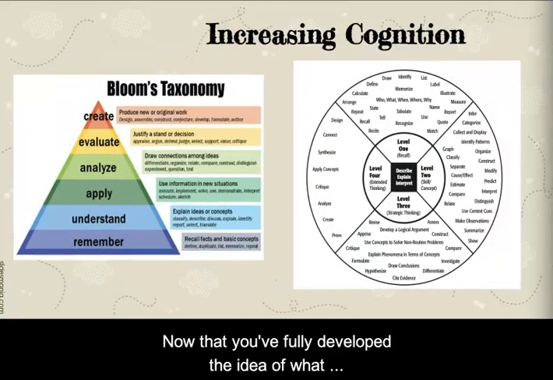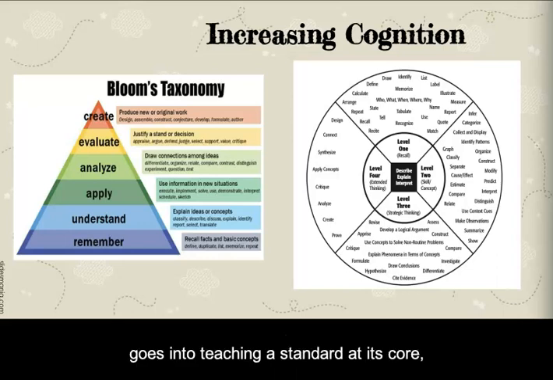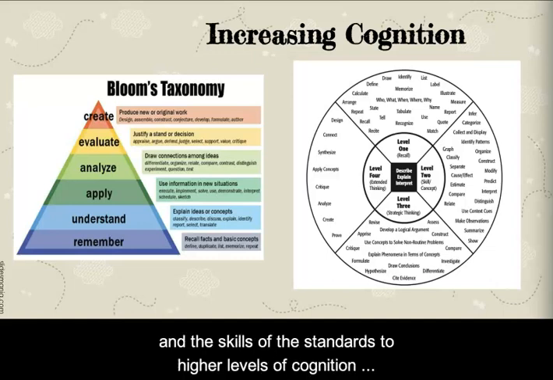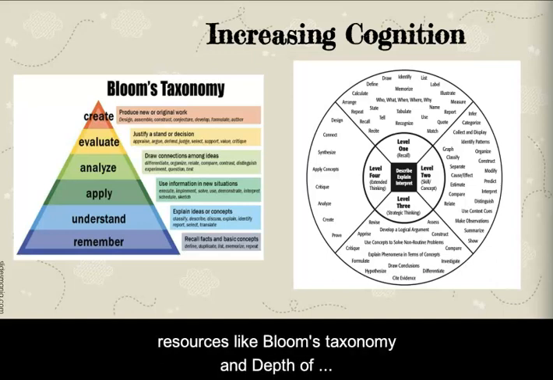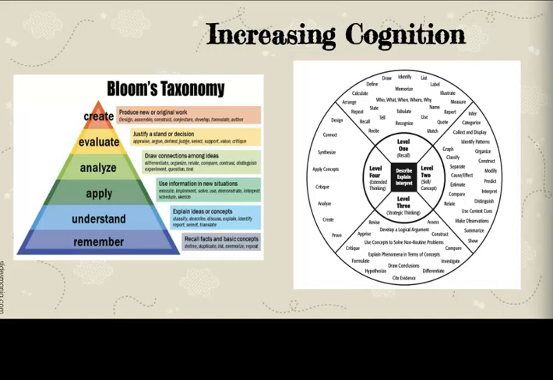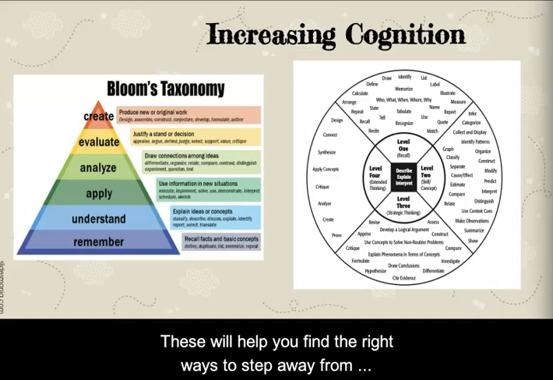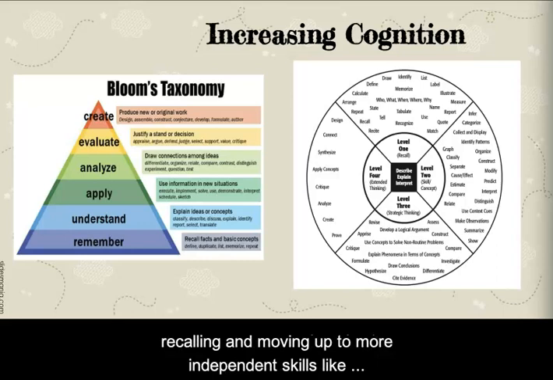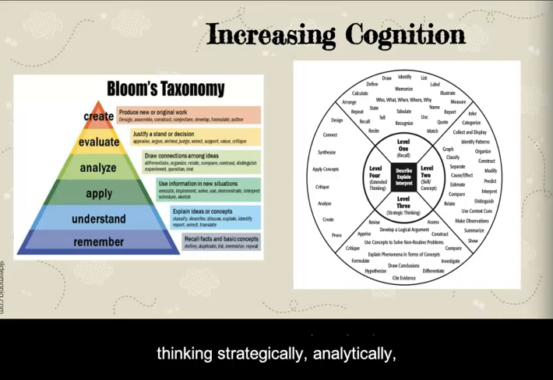Now that you've fully developed the idea of what goes into teaching a standard at its core, you can also think about ways to continuously push students and the skills of the standards to higher levels of cognition and rigor. And you can do this by using resources like Bloom's taxonomy and depth of knowledge to identify additional verbs and skills to teach and to push students to becoming more independent thinkers and learners. These will help you find the right ways to step away from stages of dependent learning like remembering and recalling and moving up to more independent skills like thinking strategically, analytically, and evaluatively.